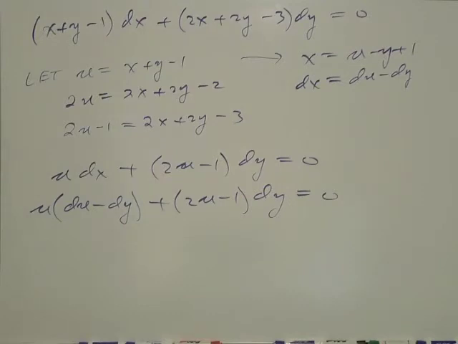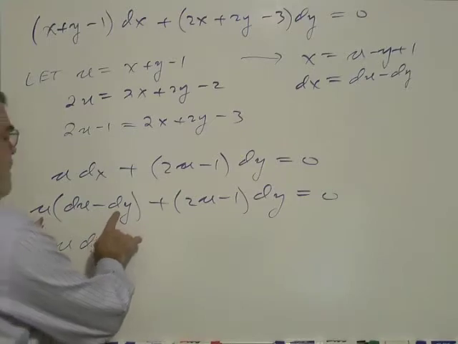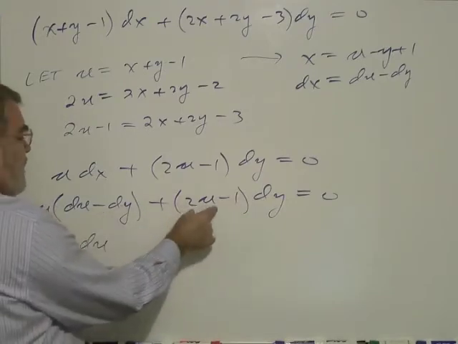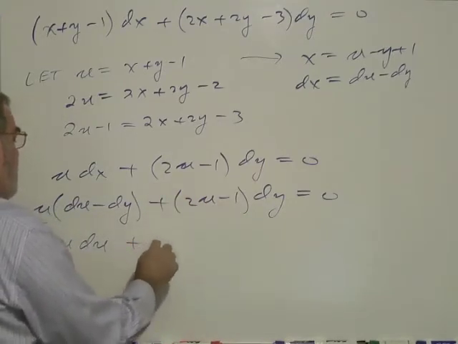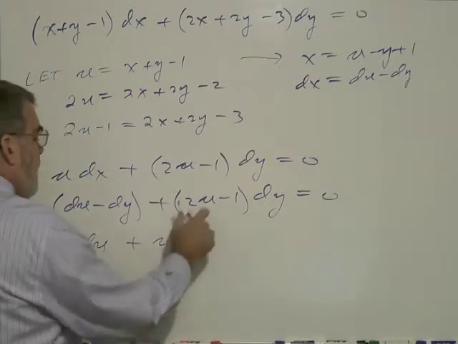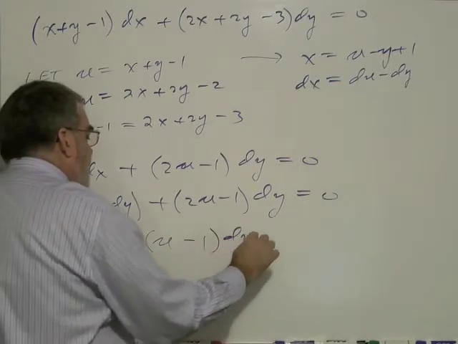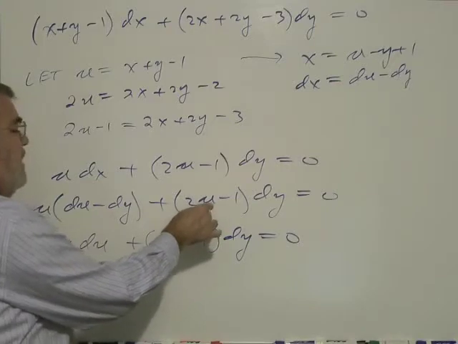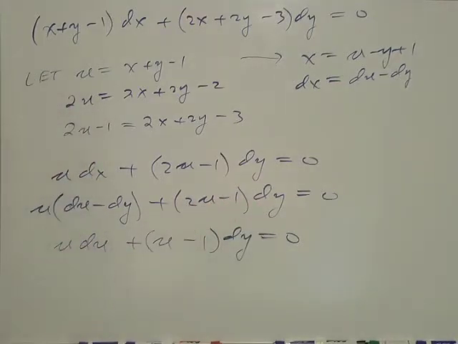Let's combine terms here. I've got a 1 du term, so it's u du. Now I've got -u dy, and then +2u dy. The -u and the +2u make it a +u, so plus u, and then minus 1 dy equal to 0. Make sure you follow that algebra: -u dy plus 2u dy is +u dy, and then -1 dy.